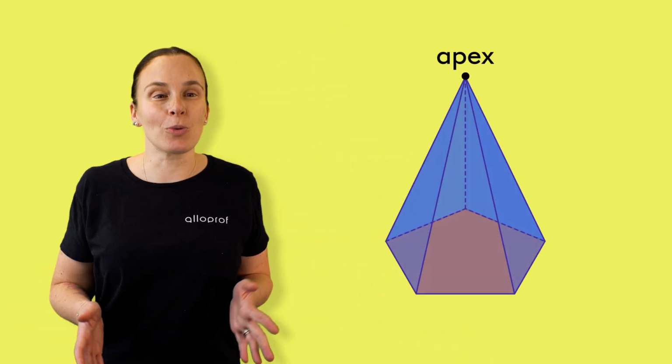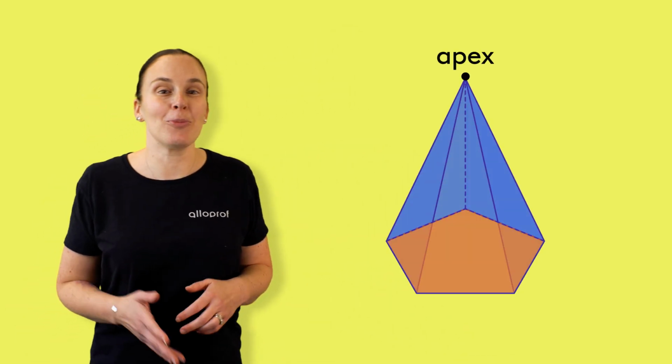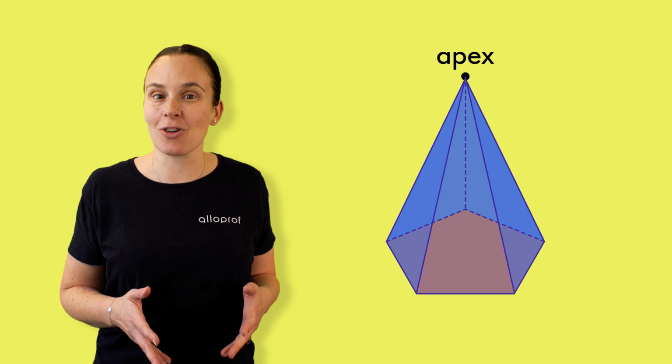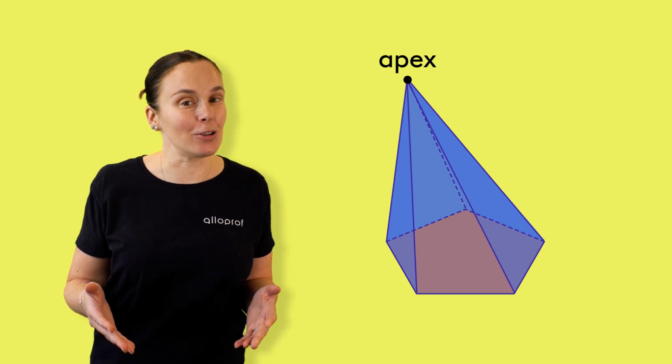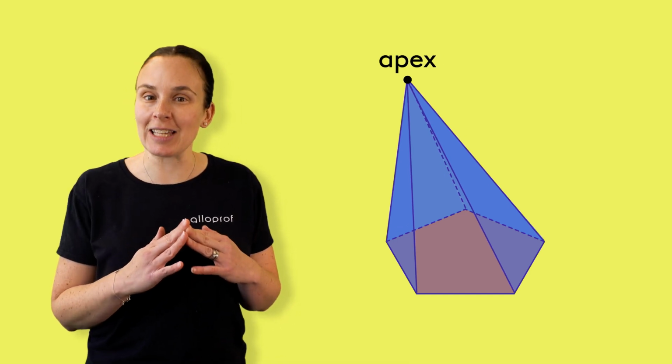A pyramid is a polyhedron with a single base. In right pyramids, the lateral faces are isosceles triangles that meet at a vertex called the apex. If the pyramid is oblique, the lateral faces are scalene triangles, which also meet at a vertex called the apex.